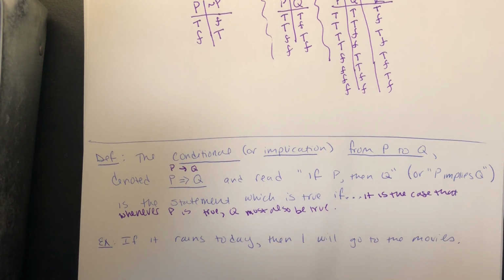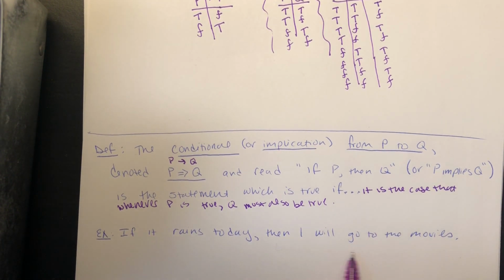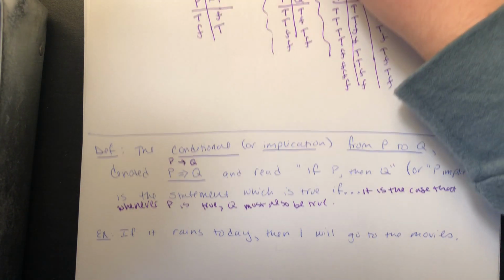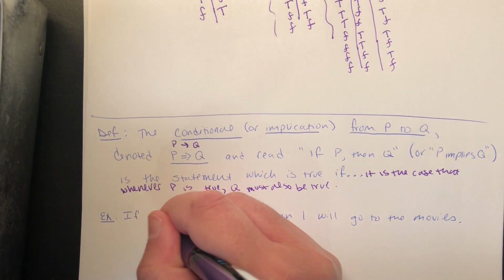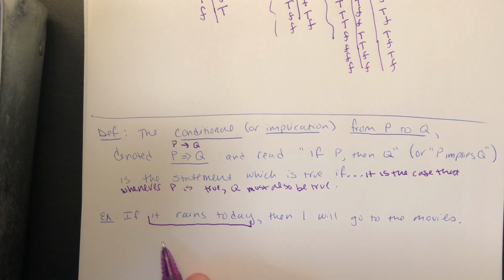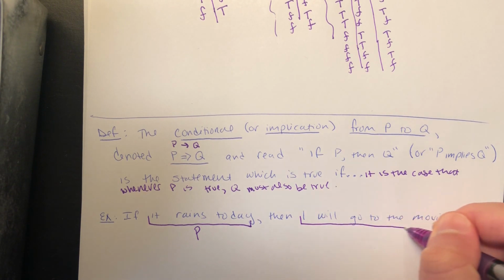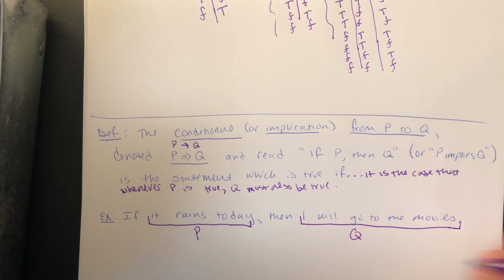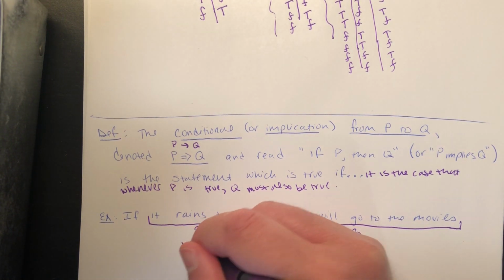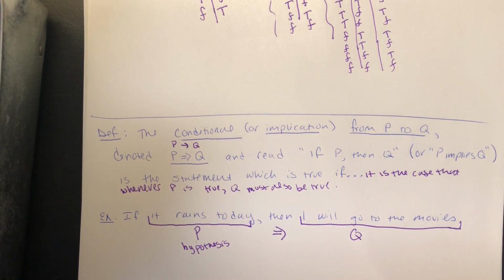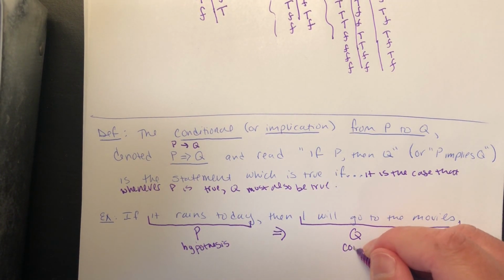So as an example, let's look at the statement, if it rains today, then I will go to the movies. Let's assume this is a true implication. It's true that if it rains today, then I will go to the movies. Well, the hypothesis here is this statement right here after the if. It rains today would be the statement P. And the conclusion, the part after the then, is I will go to the movies. So we would diagram this as P implies Q, where P is the statement that it rains today, and Q is the statement that I will go to the movies. Right, so this P we call the hypothesis, the part before the then, and the Q is the conclusion, the part after the then.